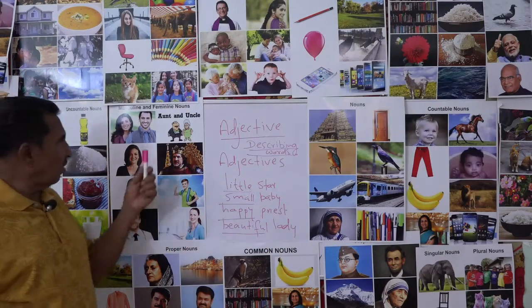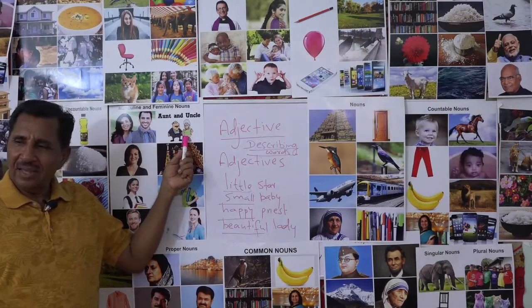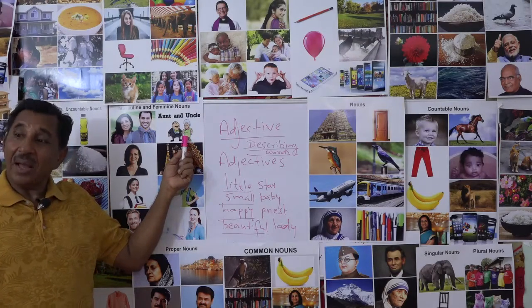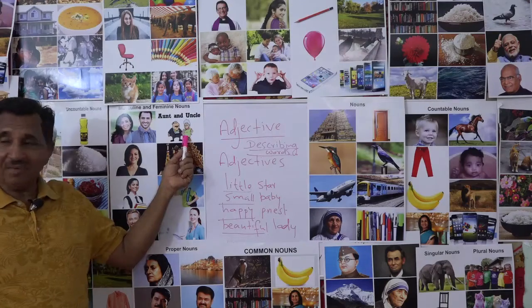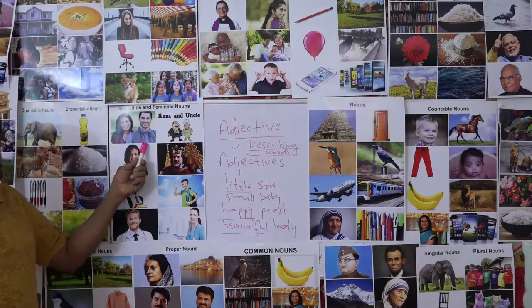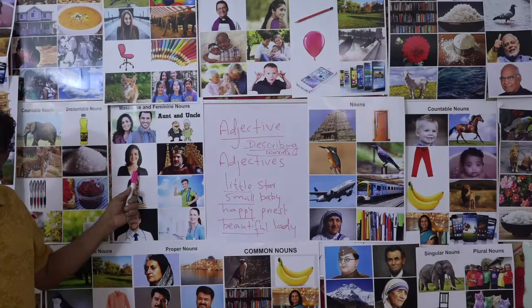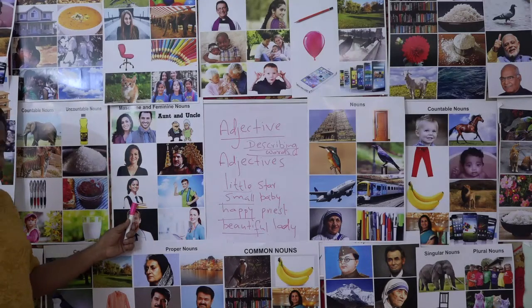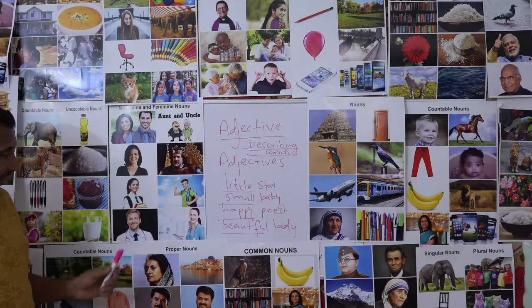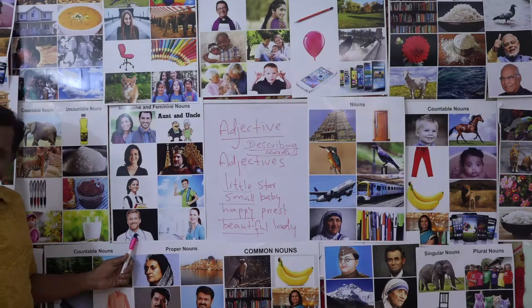Now let's see again. What about this aunt and uncle? Are they happy? Describe them. Happy. Both are laughing. This father and mother? Happy. Yes. This lady here? Happy. This student here? Look at this. Happy. The doctor is very happy.